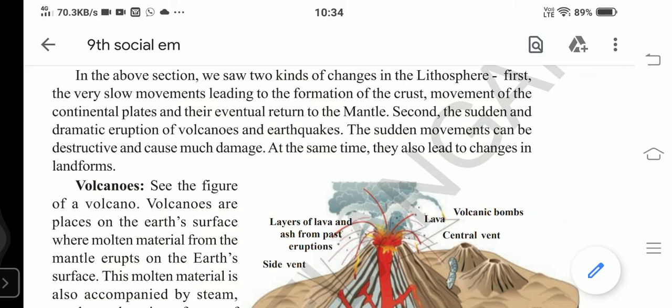So in that process, magma comes up from different places where the earth's interior is weak, understand, where the layers of the earth are weak. From those layers magma suddenly erupts out.